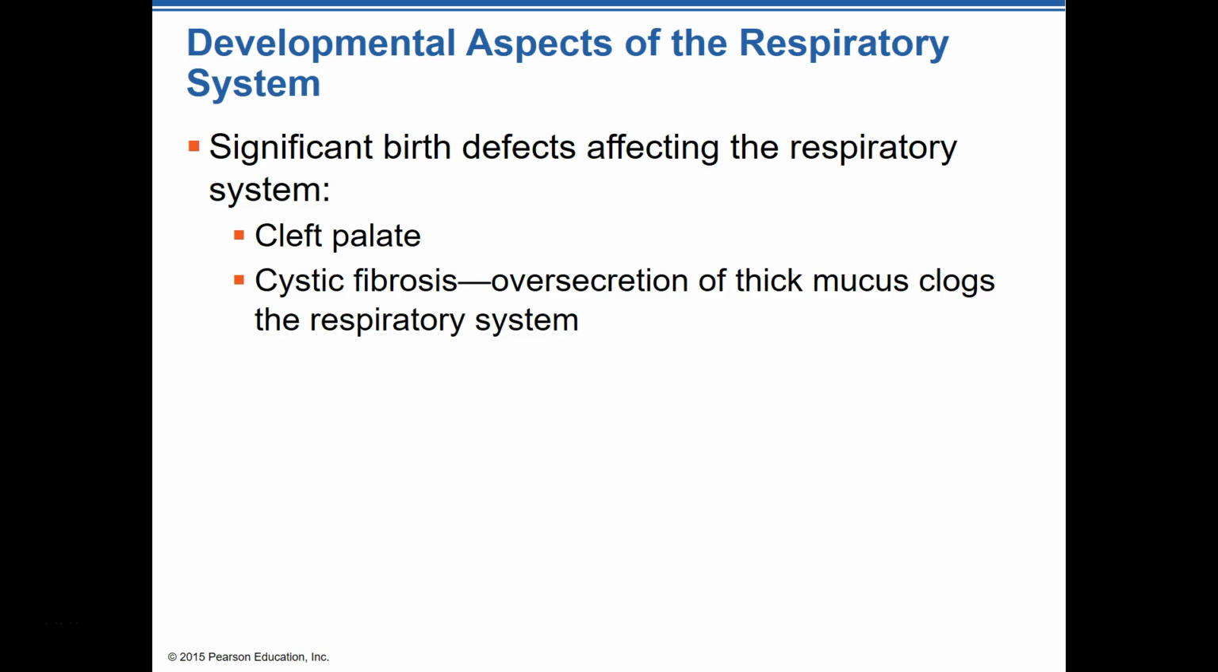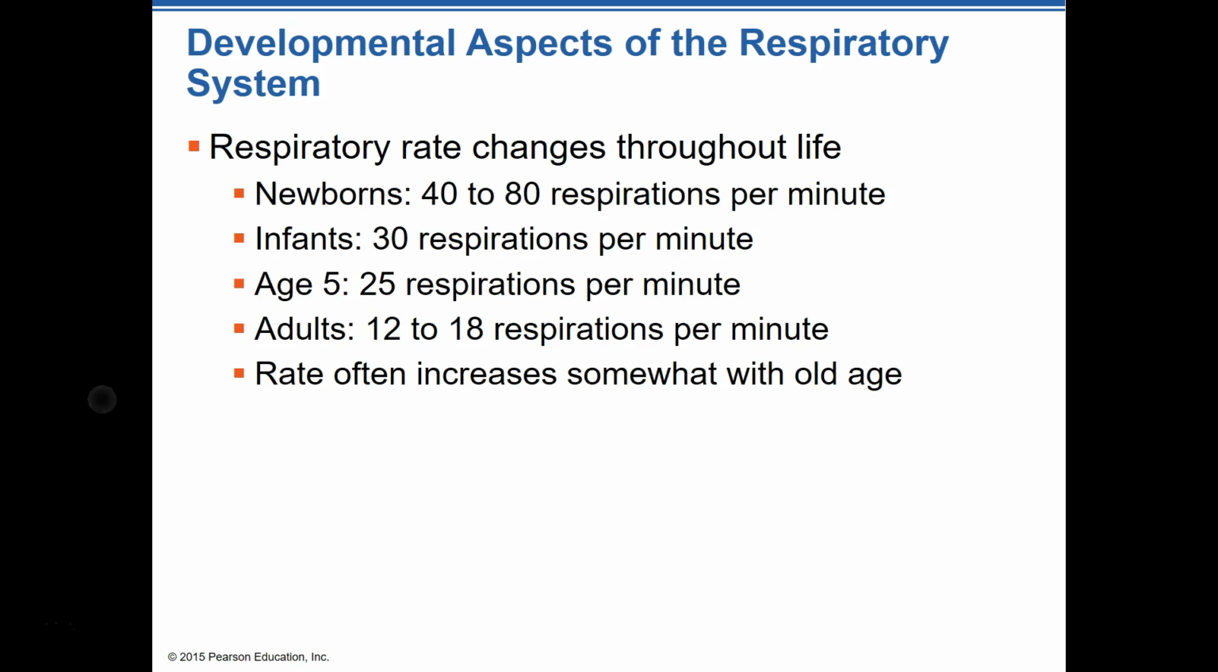There are a lot of birth defects that affect the respiratory system, even physically, structurally, or the functioning of it. Cleft palate. Cystic fibrosis is an oversecretion of thick mucus that clogs the respiratory system. In the process of that, it also creates fibrosis, the scarring inside of the lungs. Cystic fibrosis is usually something that happens with younger children. The only fix for that is a lung transplant. So it can be pretty sad for those little guys and the parents and families having to deal with that.